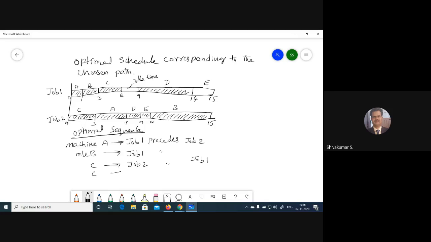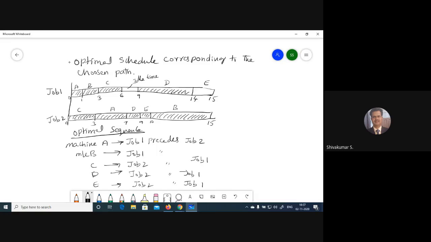Similarly, for machine D, check out which job takes first. Job 2. Job 2 precedes job 1. Next machine E. Here also job 2 precedes. Job 2 precedes job 1. Okay. So that's all about the optimal sequence.